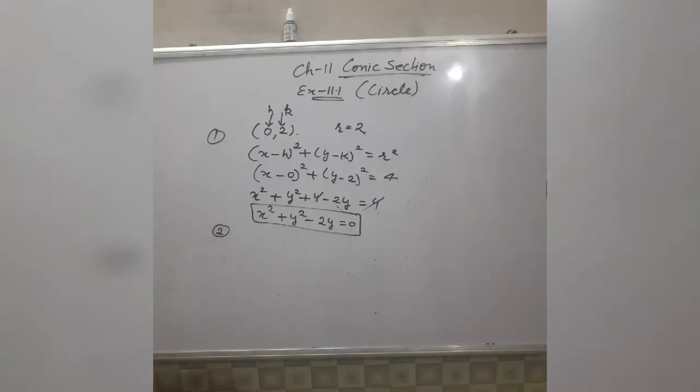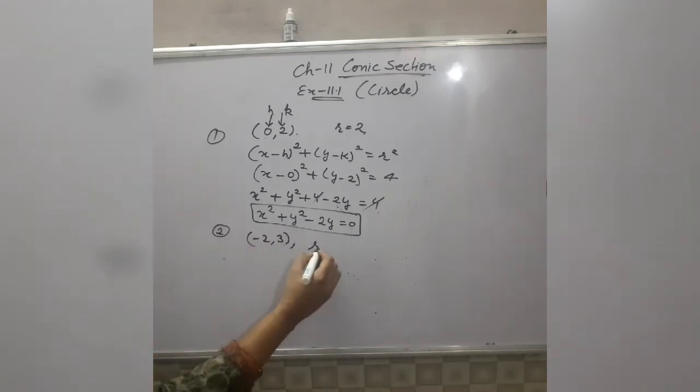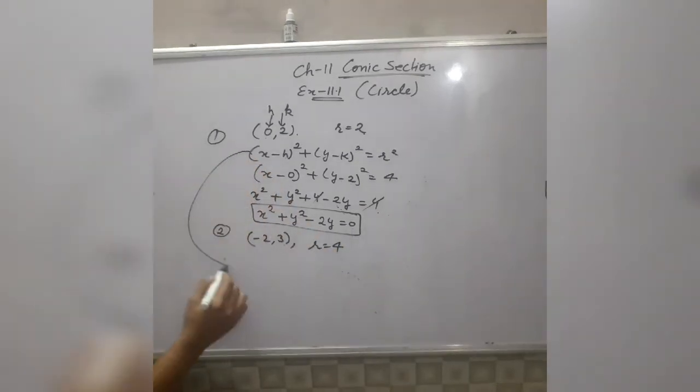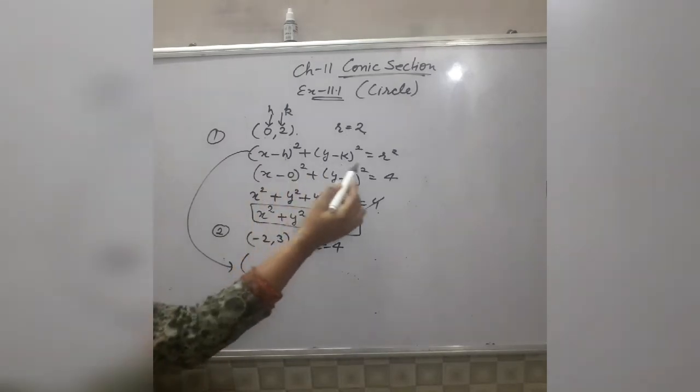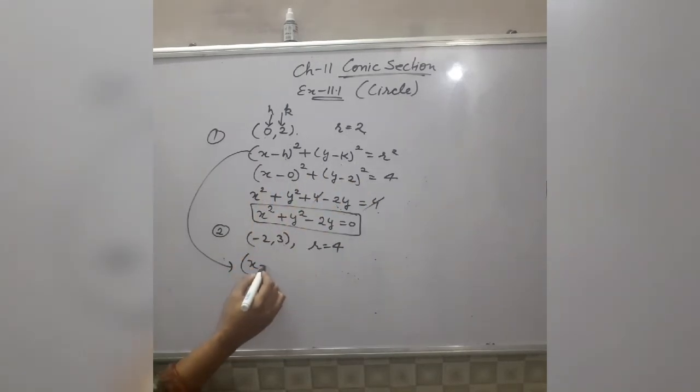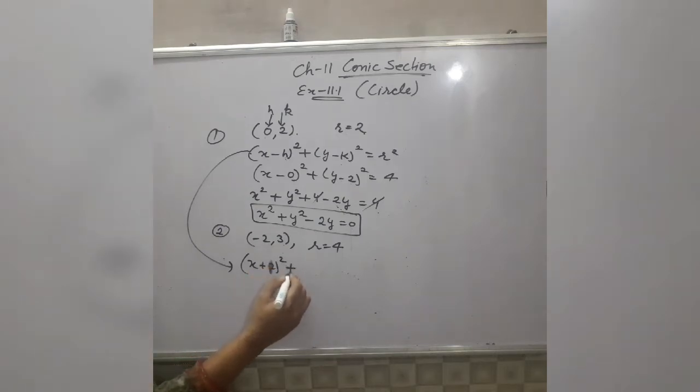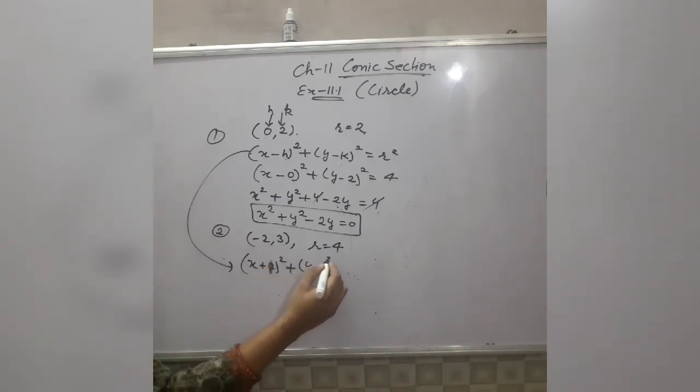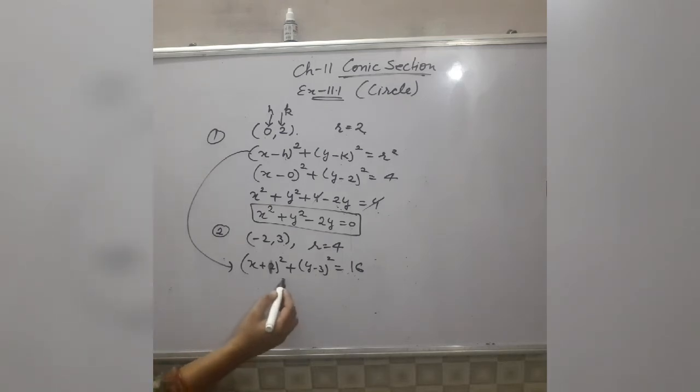Similarly, in the second question also, the center is given to you, minus 2 comma 3, and the radius r is given to you, 4. So by using the same form, if you put here the values of h, k and r, then you will get x minus minus 2. Minus minus 2 becomes x plus 2, y minus 3 whole square, which is equal to r square. r is 4 and the square of 4 is 16. After that you will simplify it. You will get the equation of the circle in standard form.